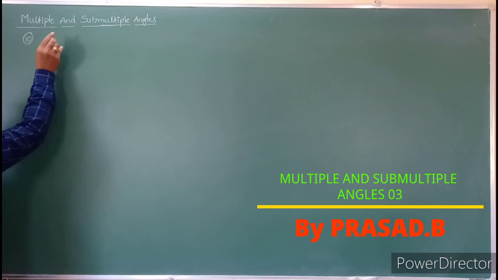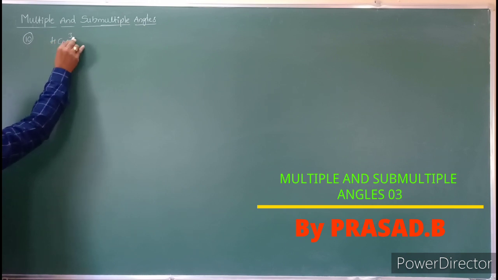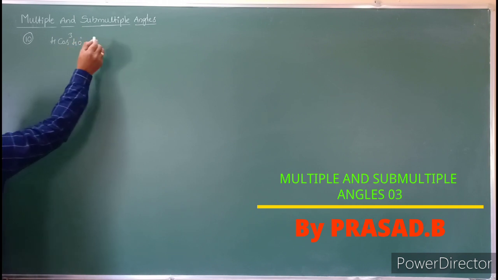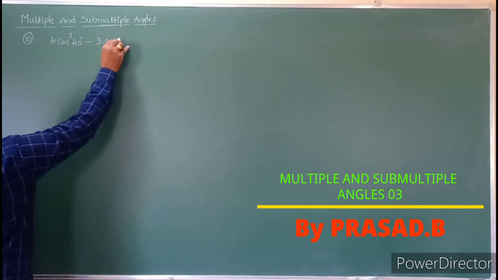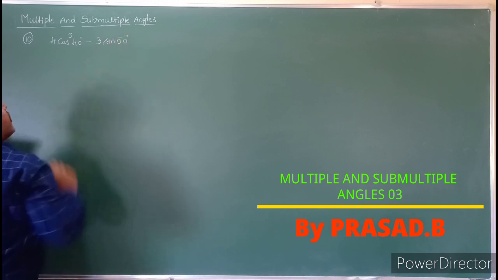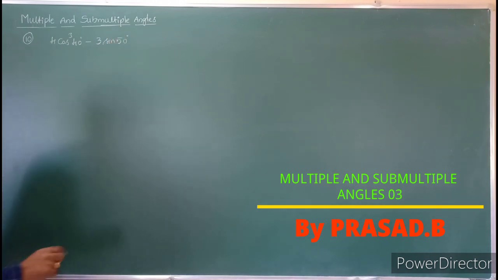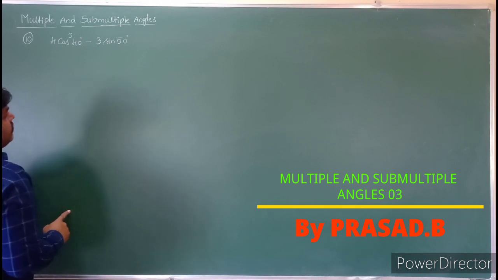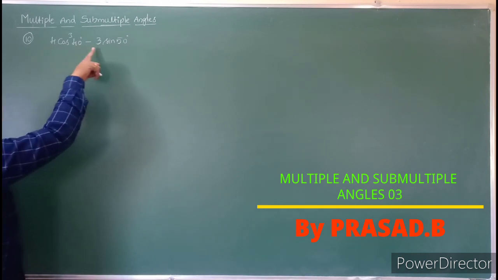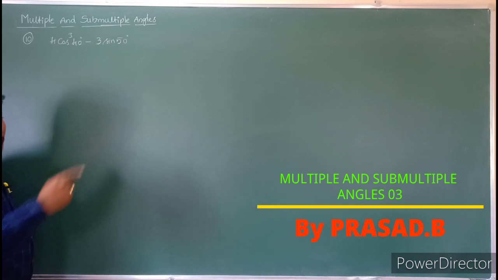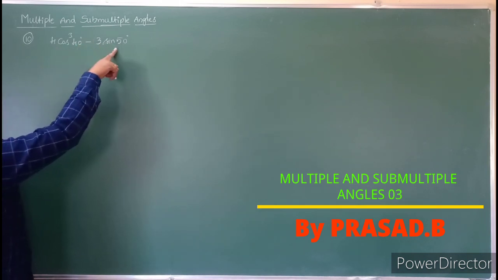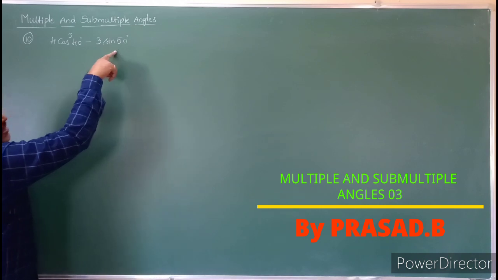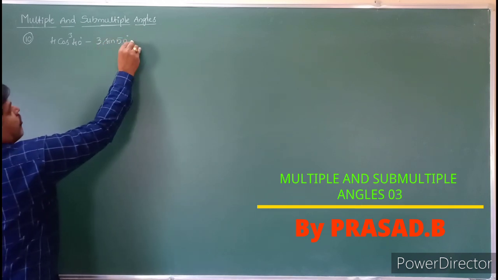See that question, students: 4 cos cube 40 degrees minus 3 sin 50 degrees. Here, 4 cos cube theta minus 3 cos theta becomes cos 3 theta, but one term is in cos and another term is in sin, so I will change this sin term into cos.